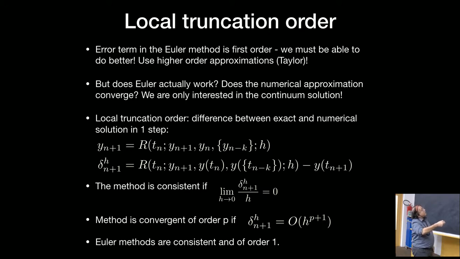Now, in order to get the local truncation error, we can take the difference between the exact and the numerical solution that we get in one step. So this is the numerical solution at step n plus 1. This is some expression which is given by the time and the previous time step and maybe all the other time steps. And then the error is the difference between this and the actual solution. We call the method consistent if the error divided by the grid spacing goes to 0, and convergent of order p if it satisfies this. And so the Euler methods are consistent, so they will in principle converge, and they are of order 1.